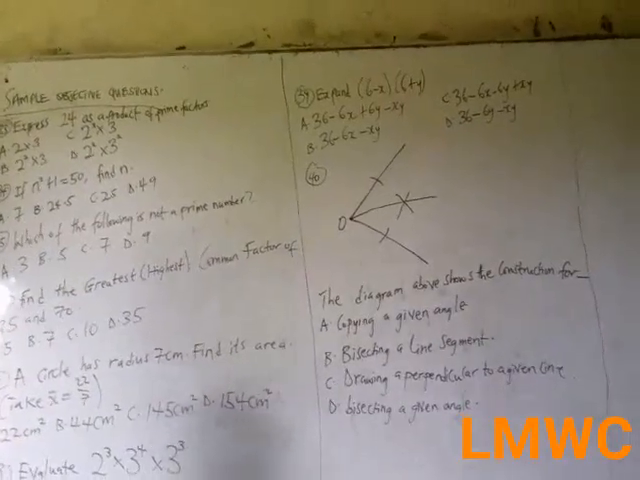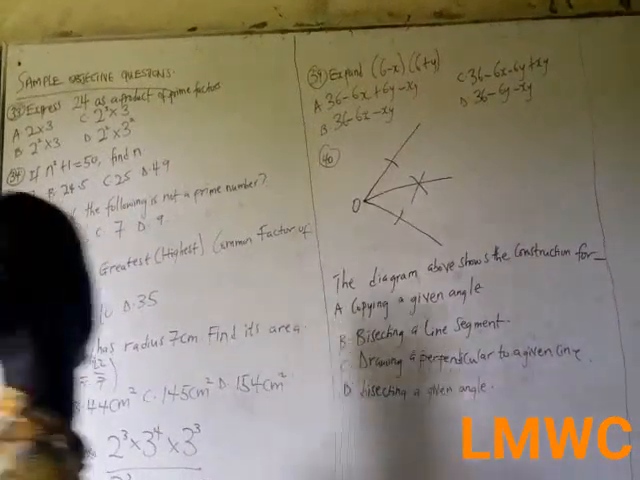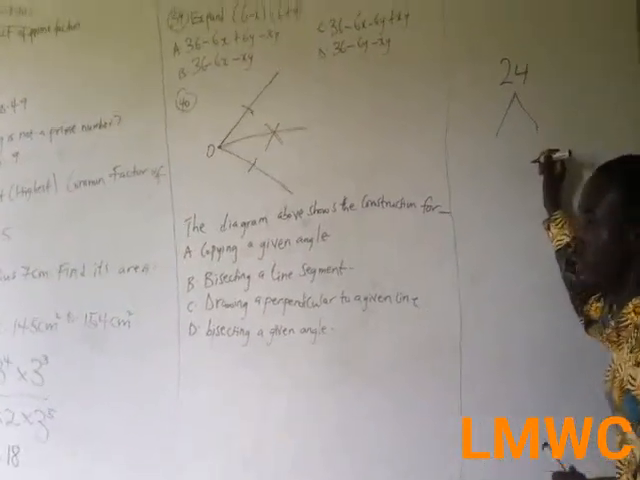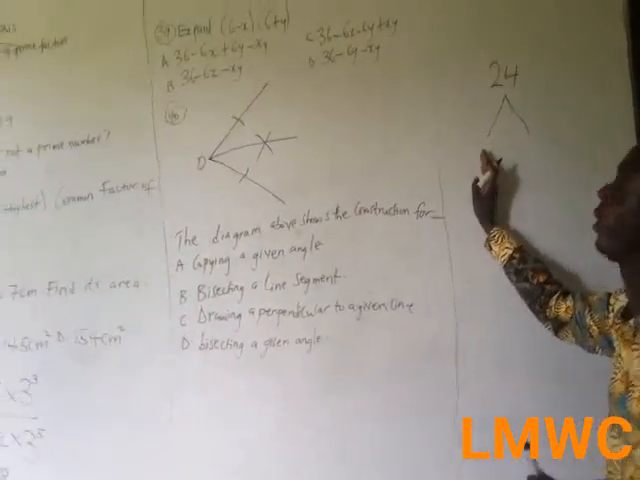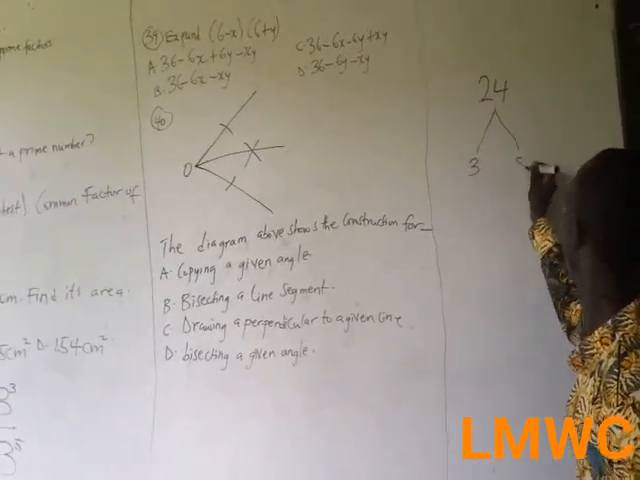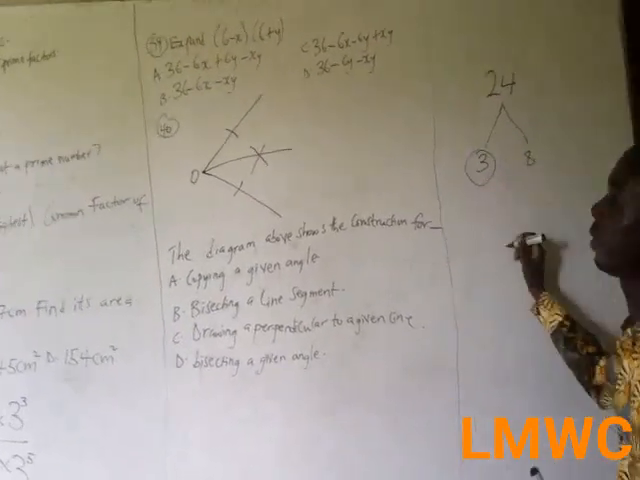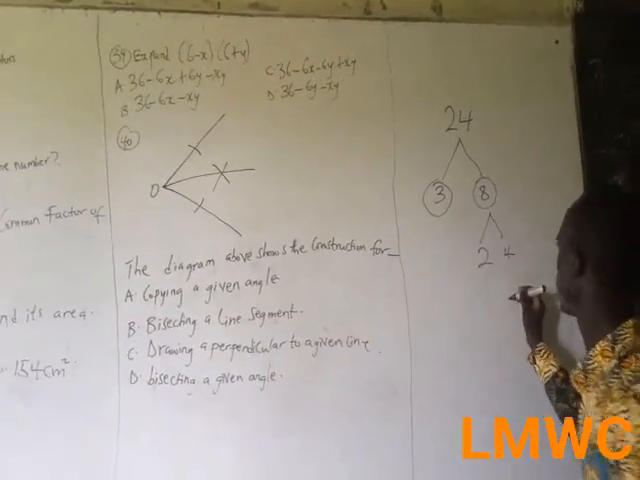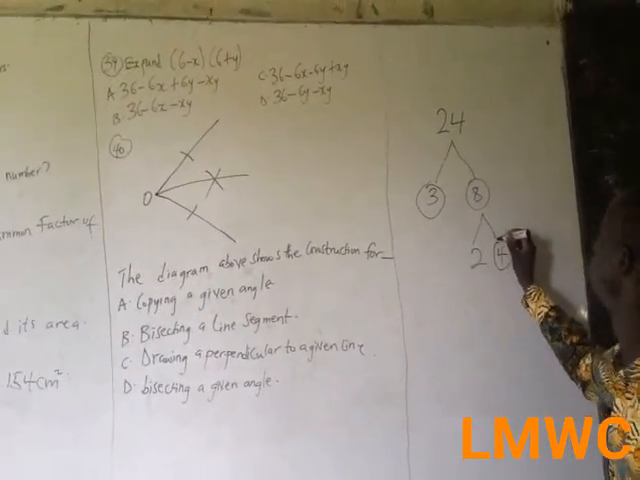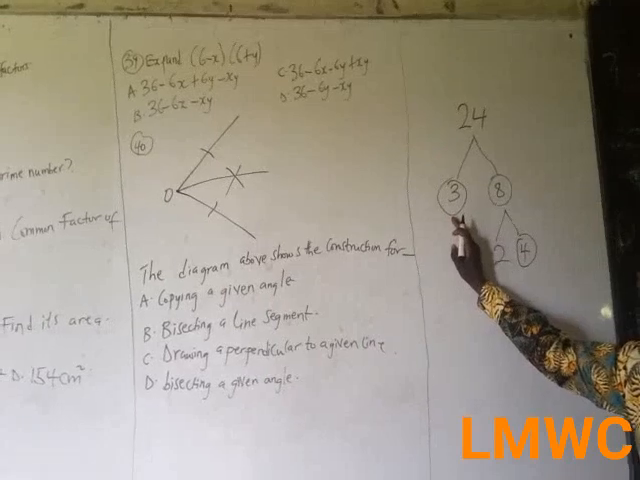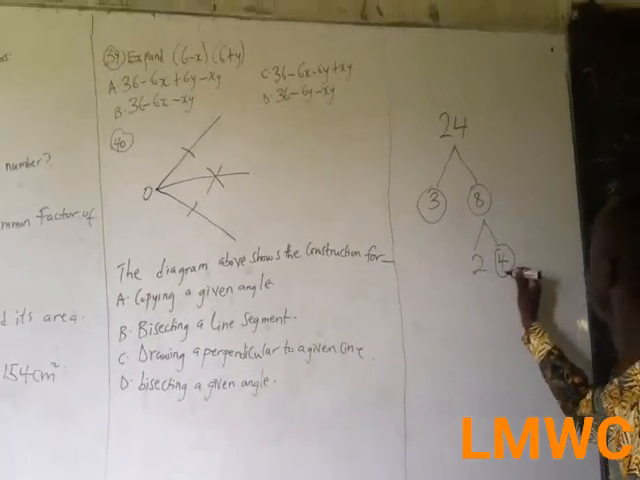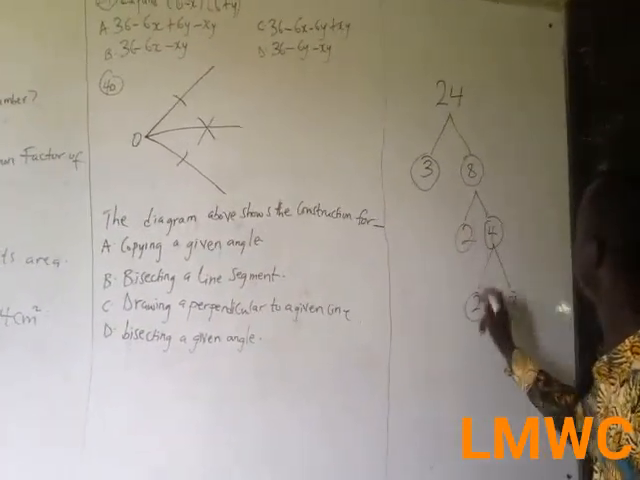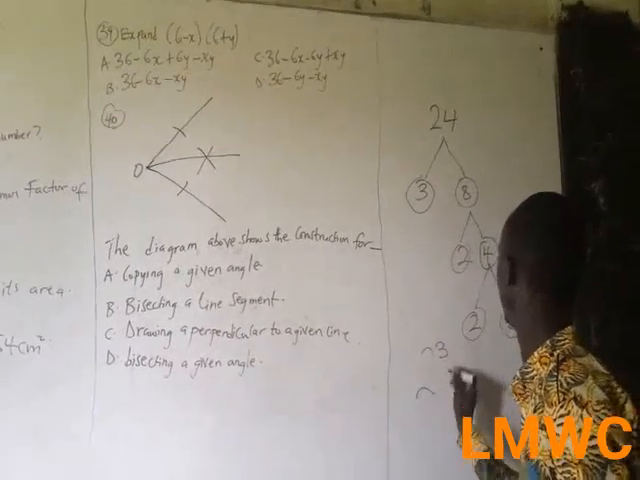So 33. Express 24 as a product of prime factors. So we have 24. So you ask yourself, what are the two numbers that when we multiply, you get 24? It's 3 and 8. Now you see we cannot break 3 down, but we can break 8 down. So we have 2 times 4 is what? 8. So we can break this 8 down. We want prime numbers, and prime numbers have only 2 factors. So now we can break this 4 down, we have 2, 2. So now we have 2, 2, 2, 3. So 2 raised to the power 3 times 3.